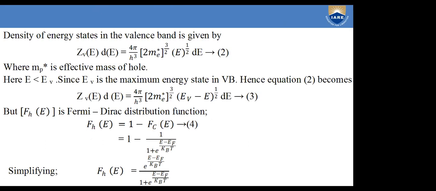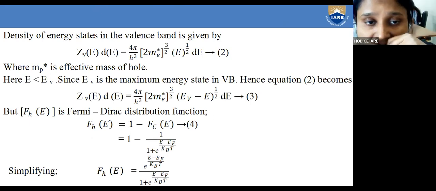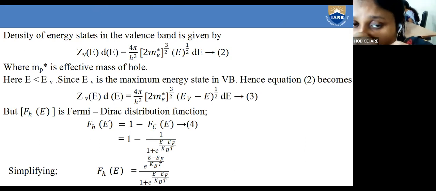What is f of E? f of E is the probability of an electron occupying an energy level. What is 1 minus f of E? Probability of an electron not occupying an energy level. That is nothing but existence of a hole, because here we are trying to find the number of holes in the valence band. Then after that, I gave you the simplified form of density of energy states and this Fermi-Dirac distribution function. I gave or not?